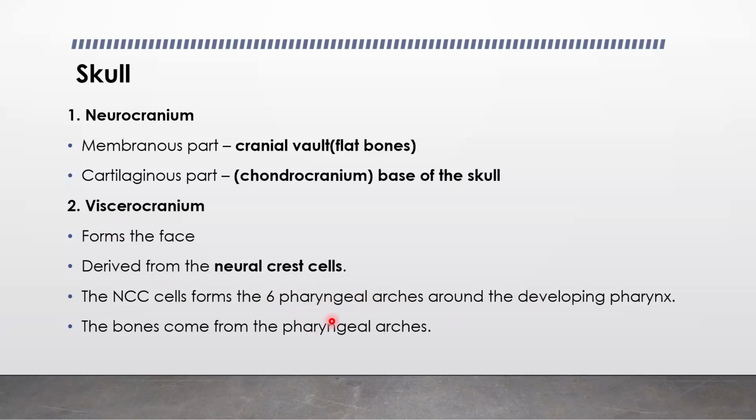So that's the reason why the bones of head and neck, especially the maxilla, the mandible, the hyoid bone, all of them will be coming from pharyngeal arches. And now they will be formed by both endochondral and intramembranous ossification. But most of them are formed by endochondral ossification.